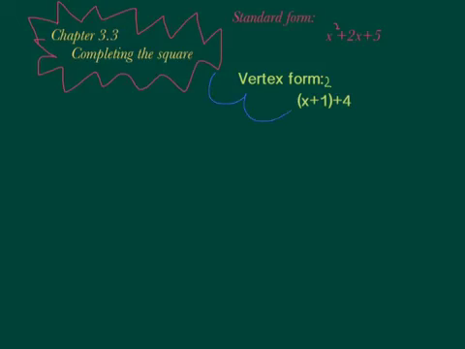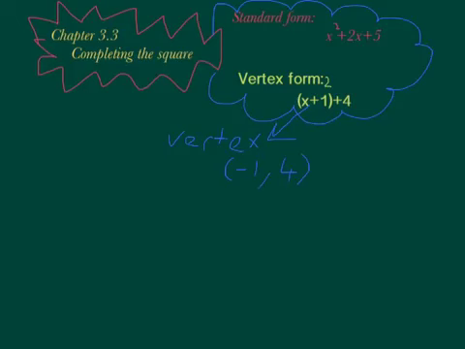Okay? Once we have something in vertex form like this, we know that the vertex will be -1, 4. Okay, what we're going to have to do in the chapter test is get something like this and work out what the vertex is. So to do that, we will have to transfer it from something like this to this, then it will be easy to find the vertex. So I'm going to show you now how we do that.